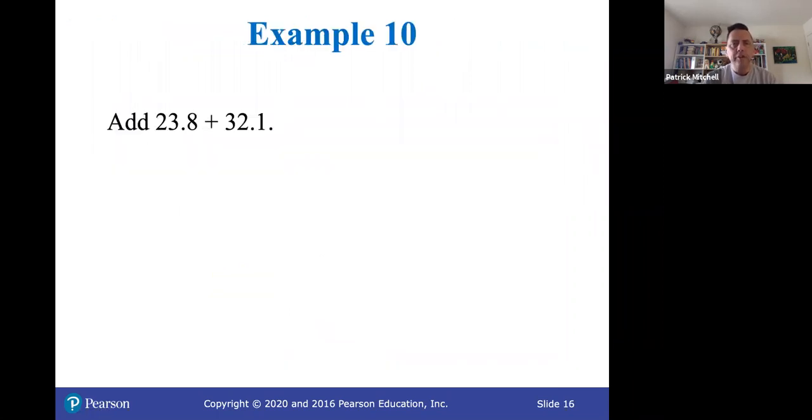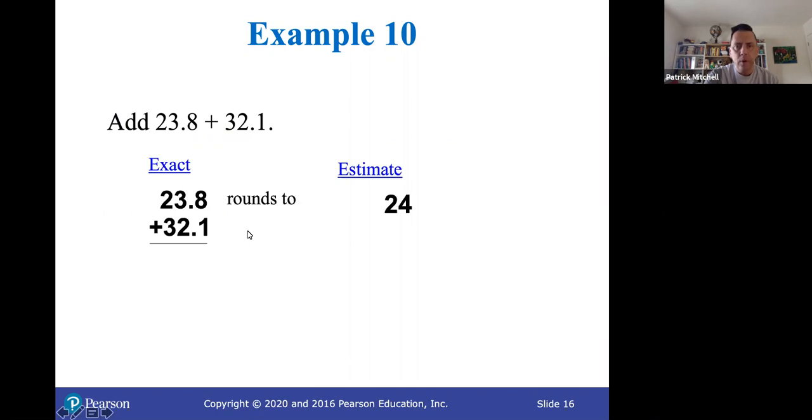All right, now we'll try the same thing with 23 8/10 plus 32 1/10. We'll round 23 8/10 up to 24. We'll round 32 1/10 down to 32. The exact answer is 55 9/10. The estimated answer is 56. So that's really close. I'm confident in that answer.